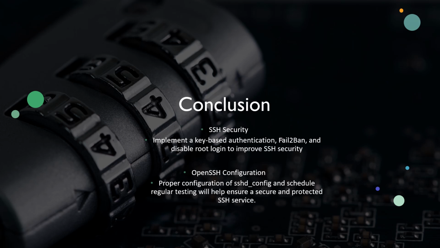Securing your SSH service using OpenSSH on Linux is incredibly important and is an industry standard. Having things like key-based authentication, fail2ban, and disabling the root login, as well as having multi-factor authentication, will help keep a secure environment. Regular testing and log monitoring are also critical for maintaining and securing the service as well.